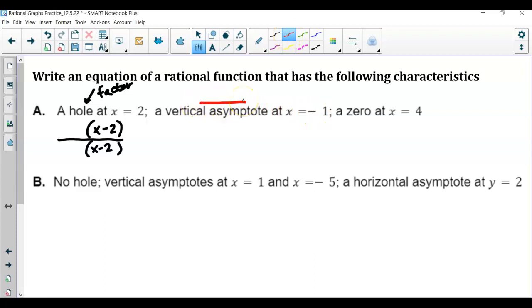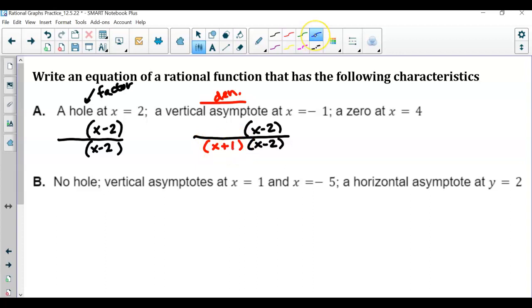So remember, the vertical asymptote always came from the denominator. So I'm going to go ahead and continue, right? We have our hole at x minus 2 because it's x is equal to 2. Now we have a vertical asymptote at x is equal to -1 from our denominator. And again, factored form equal to 0, we change the sign. So this would be x plus 1.